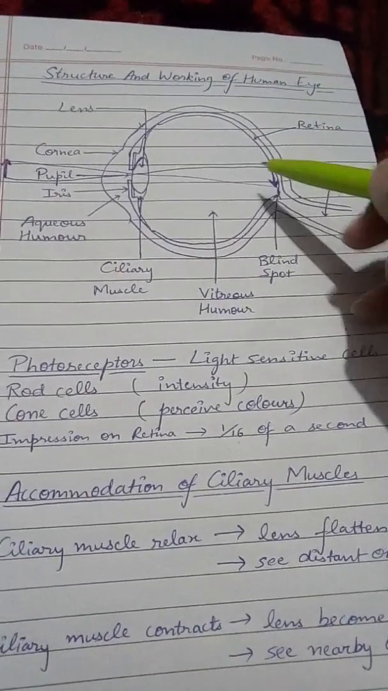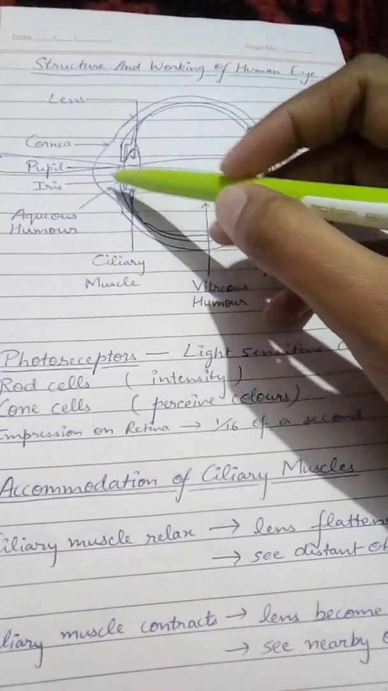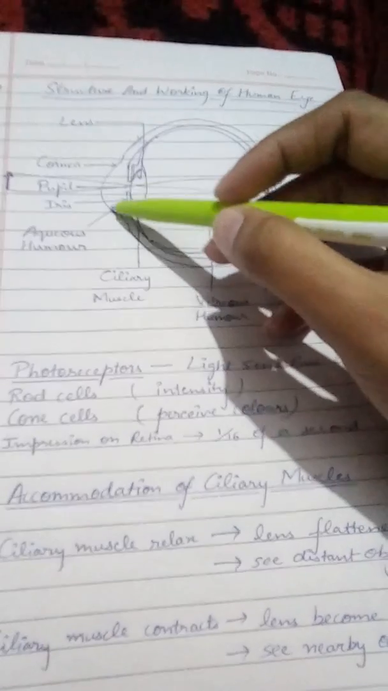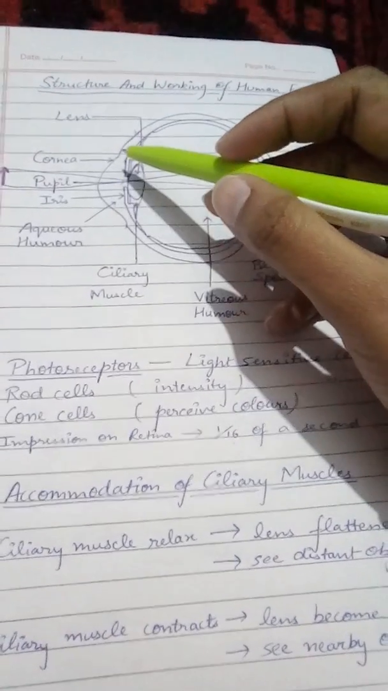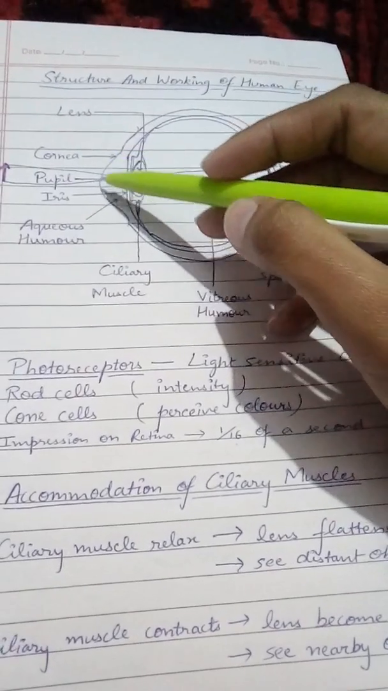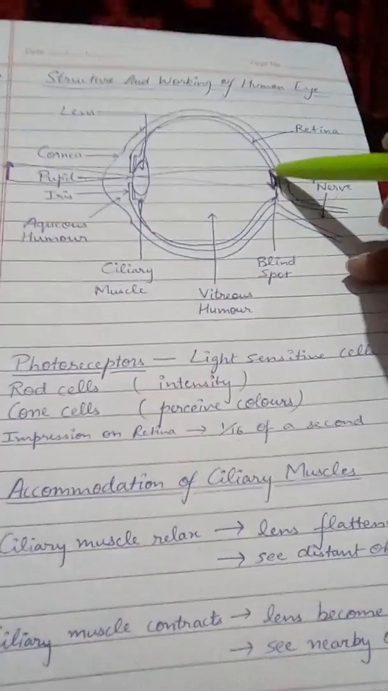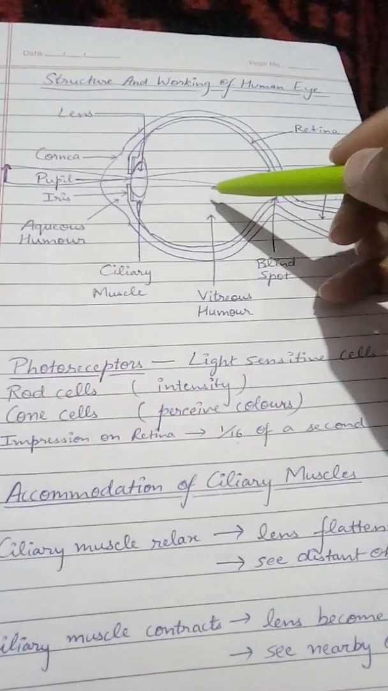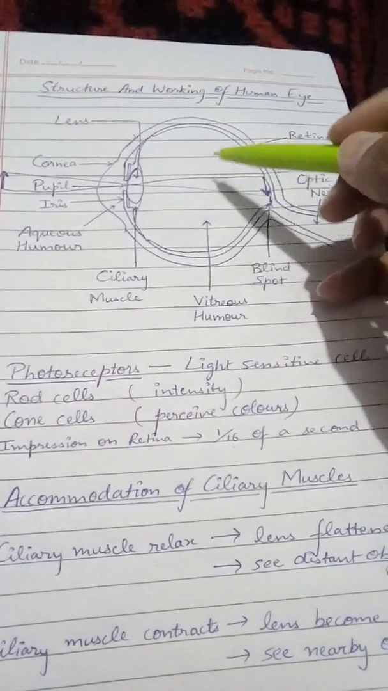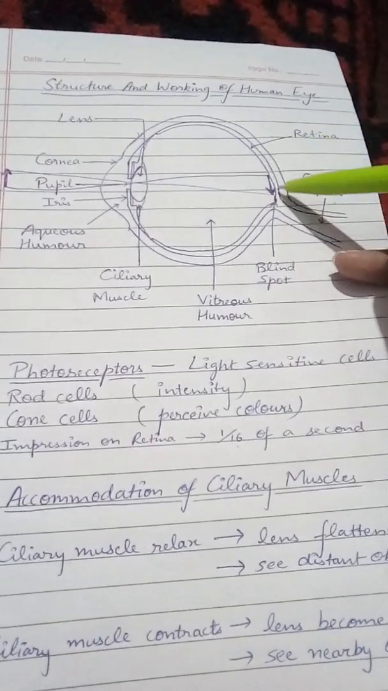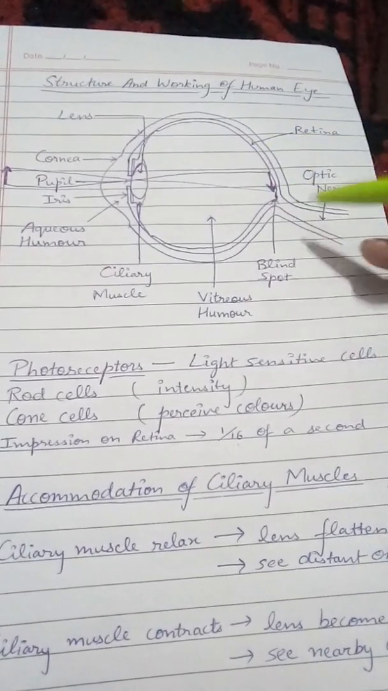And here an aqueous humor is present. Aqueous humor gives the shape to the cornea, and in between the lens and retina, vitreous humor is present. Vitreous humor helps the retina to stick to the eye and optic nerves.